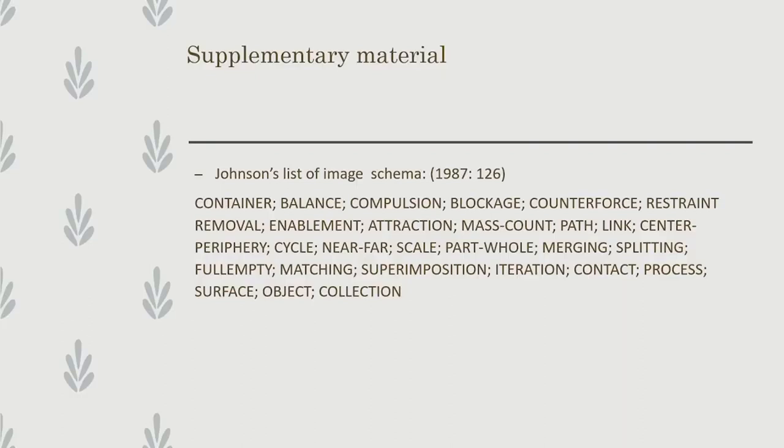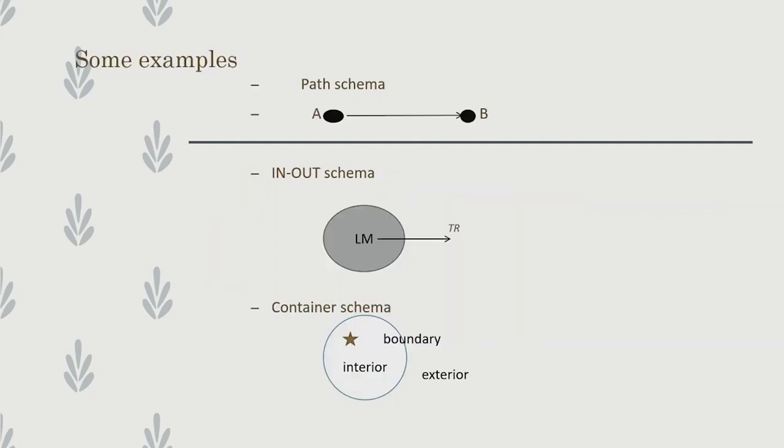Here we also have some supplementary material, these are the image schemas, because all the schemas were not discussed in detail before. This is the list that Johnson gives in his book, a large number of schemas, and these are some examples of how a schema is represented schematically. This is the path schema, the in-out schema, this is the landmark from which something is going out. So, the trajectory is moving out of the landmark. So, this is in and this is out, and this is of course the container schema: interior, this object is inside, so x is in the container. There is an interior, an exterior, and a boundary and so on.